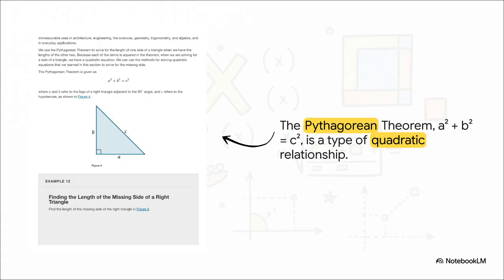And this isn't just some abstract thing we do in math class. I mean, think about one of the most famous theorems in all of history, the Pythagorean theorem. a squared plus b squared equals c squared. That relationship between the sides of a right triangle, that is fundamentally a quadratic relationship. You've probably been using these ideas for years without even realizing it.